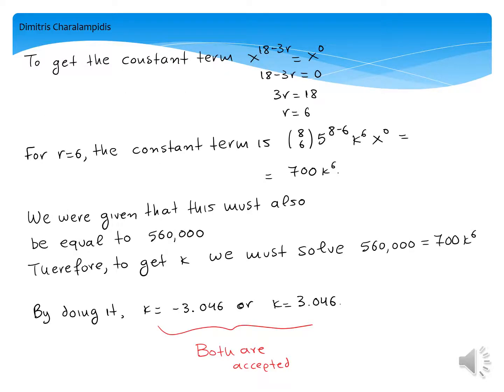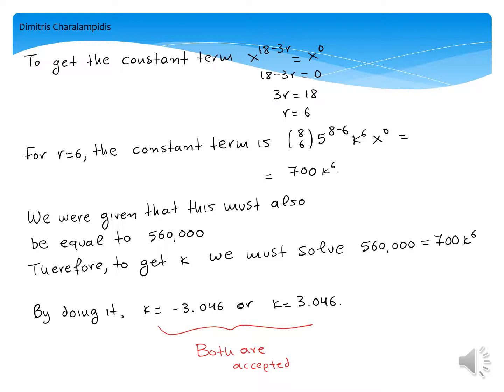Remember now that the exercise mentions something about the constant term. To get the constant term, we should have that x to the power of 18 minus 3r equals x to the power of 0. That's how we get the constant term in a binomial expansion. Thus, 18 minus 3r equals 0, which, if solved for r, will give us the result of 6.